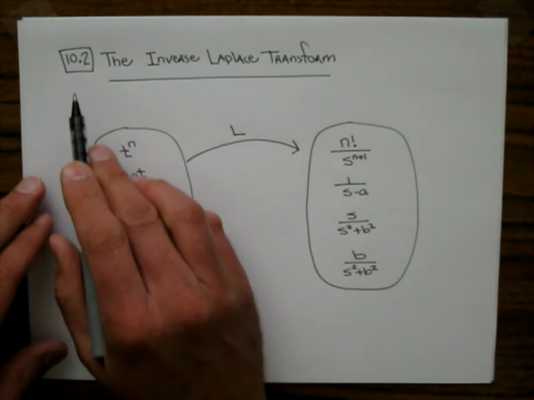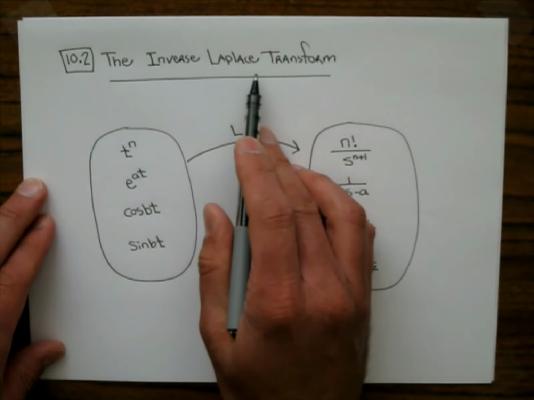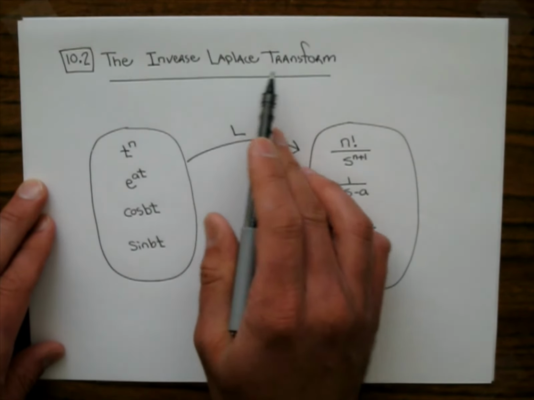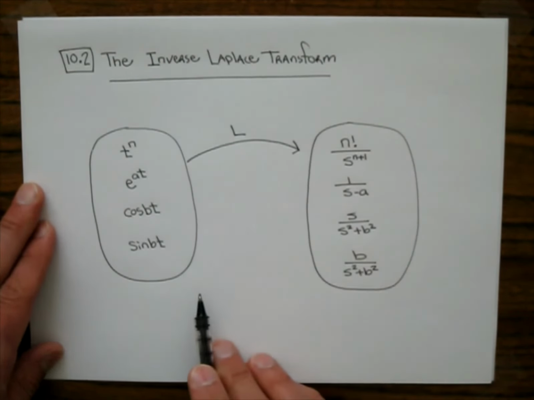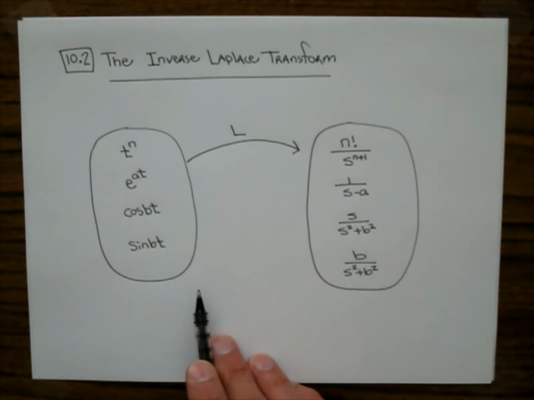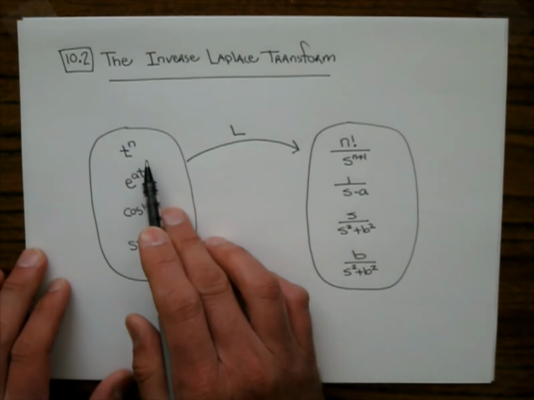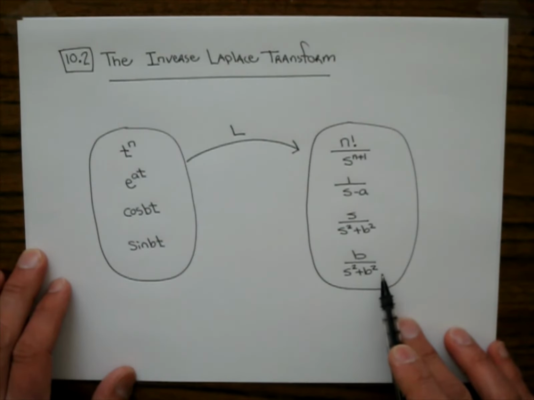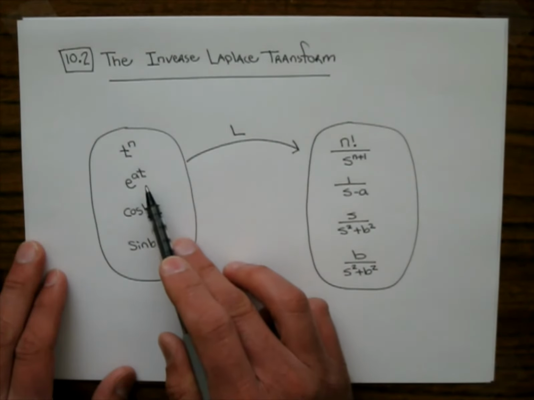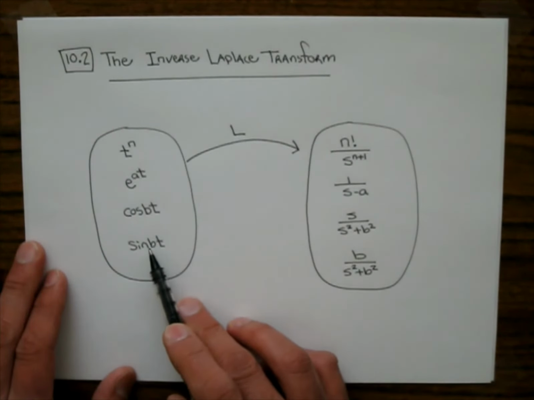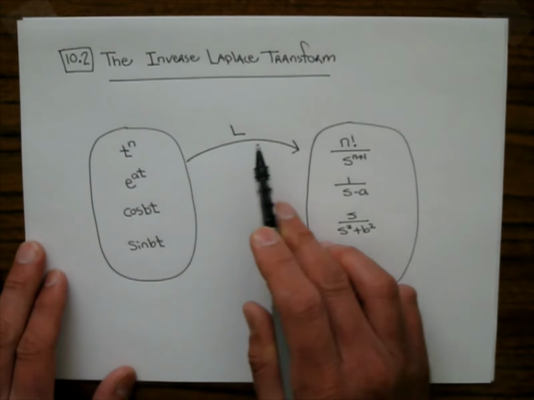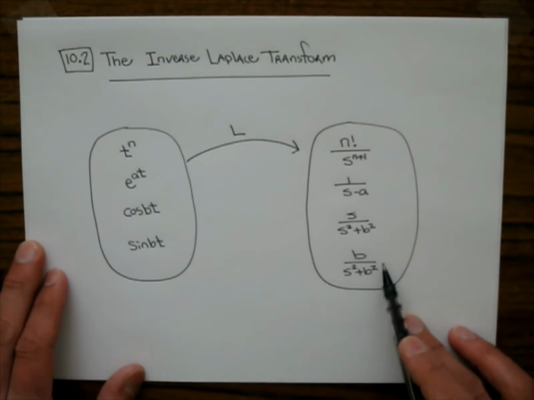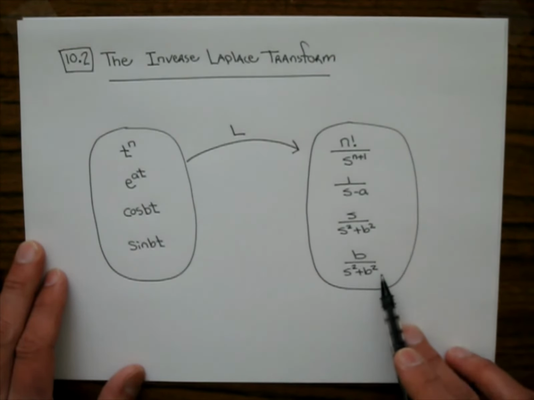This is section 10.2, the inverse Laplace transform, sometimes just called the inverse transform. So, we have the Laplace transform of these four functions, and here are their Laplace transforms on the right-hand side. The Laplace transform is a linear transformation, so these are all vectors, and they take a linear transformation into another vector space over here, and these guys are all vectors as well.